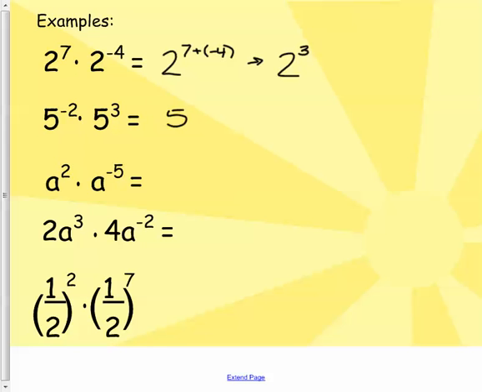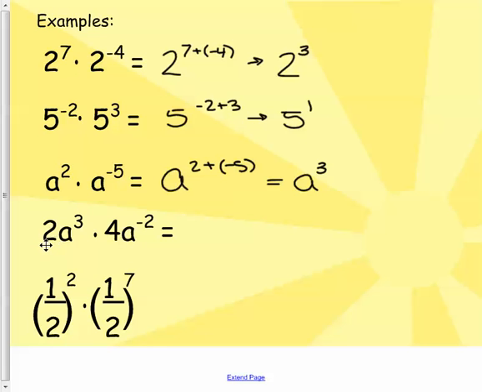Here I have a base of 5, and it's a negative 2 plus 3. So if I have a negative 2 plus 3, I really have 5 to the 1st power. If I have a to the 2nd power, I'm adding a to the negative 5th, so I really have a to the 3rd power.